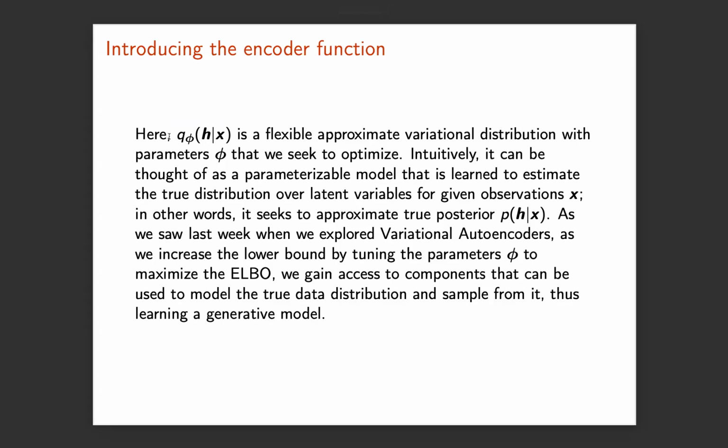And these parameters are normally given by the mean value and the variance for a Gaussian, or any other type of distribution you want to use. But the whole thing is that you have something which is tractable. So again, tractability and flexibility come into play. So this is a flexible variational distribution. So you vary the parameters, with parameters theta that you want to optimize. So you can think of this as something which can be parameterized, that is learned to estimate the true distribution of the latent variables for given observation sets.